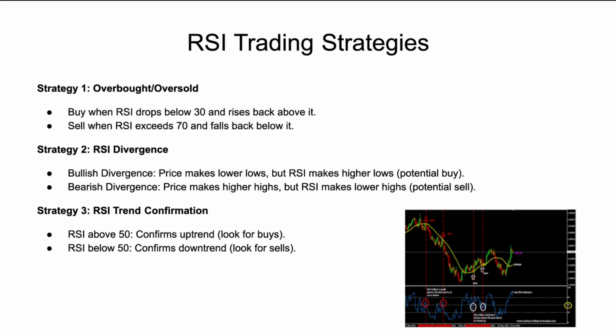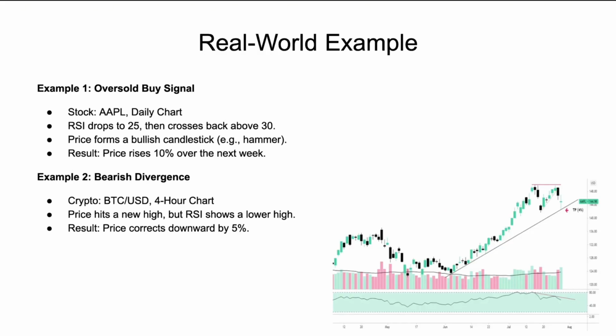So let's talk strategies. First, overbought and oversold: buy when RSI dips below 30 and crosses back up, sell when it hits 70 and drops back. Second, RSI divergence, super powerful. Bullish divergence is when the price makes lower lows, but RSI makes higher lows, hinting at a buy. Bearish divergence is higher price highs but lower RSI highs, a sell signal. Third, trend confirmation: RSI above 50 for uptrends, below 50 for downtrends. Kind of confusing, I understand. So here's more of an example.